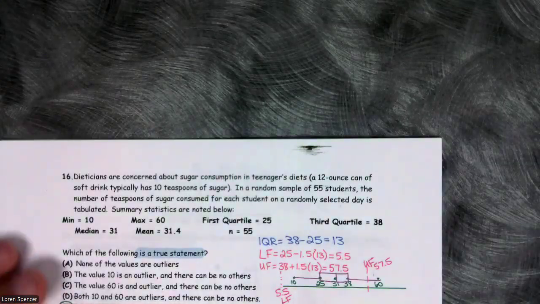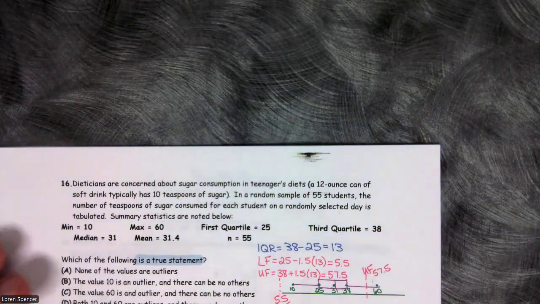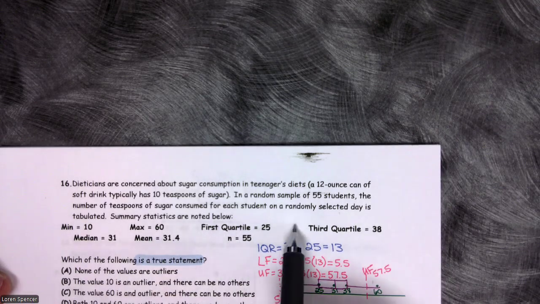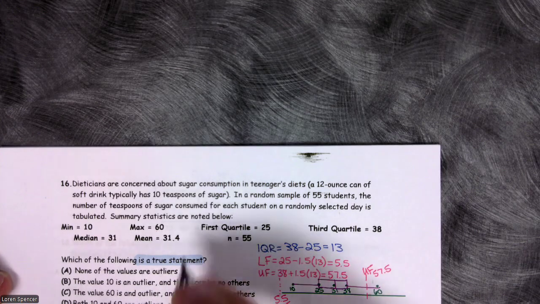Moving on to 16. Dietitians are concerned about sugar consumption in teenage diets. A 12-ounce can of soft drink typically has 10 teaspoons of sugar. In a random sample of 55 students, the number of teaspoons of sugar consumed for each student on a randomly selected day is tabulated. Summary statistics are noted below. So we have a min of 10, a max of 60, first quartile of 25, etc. Okay, which of the following is a true statement?